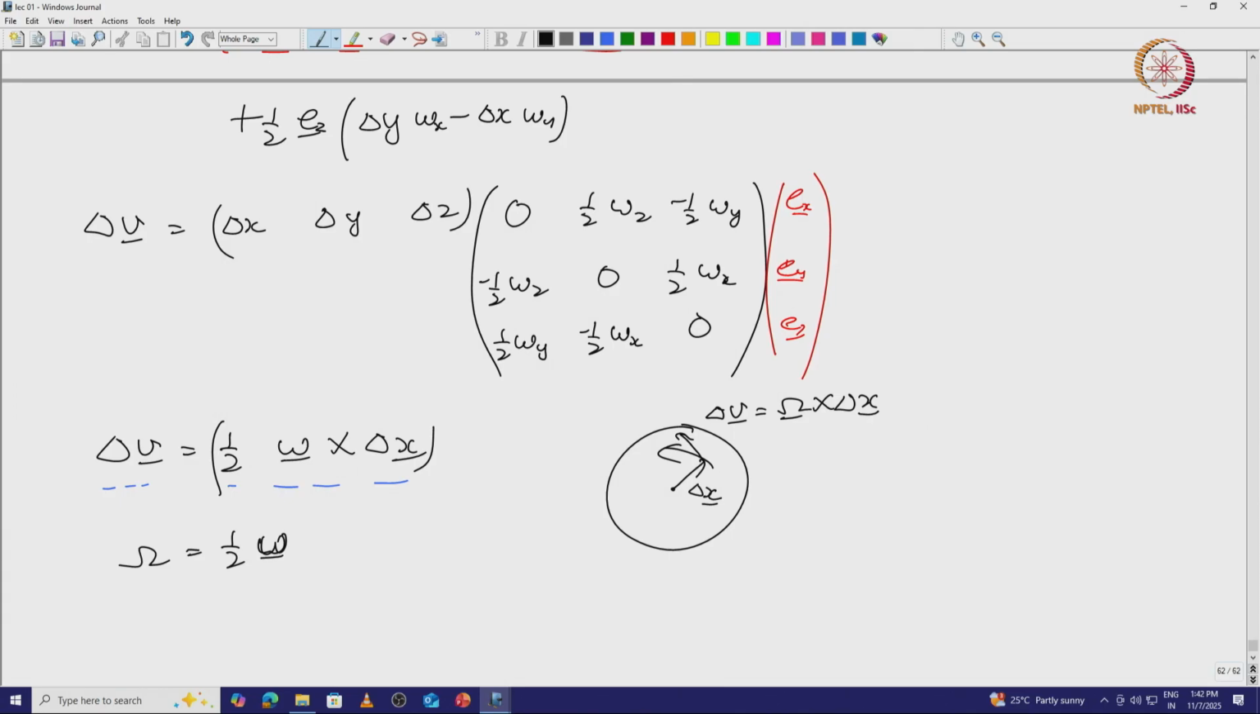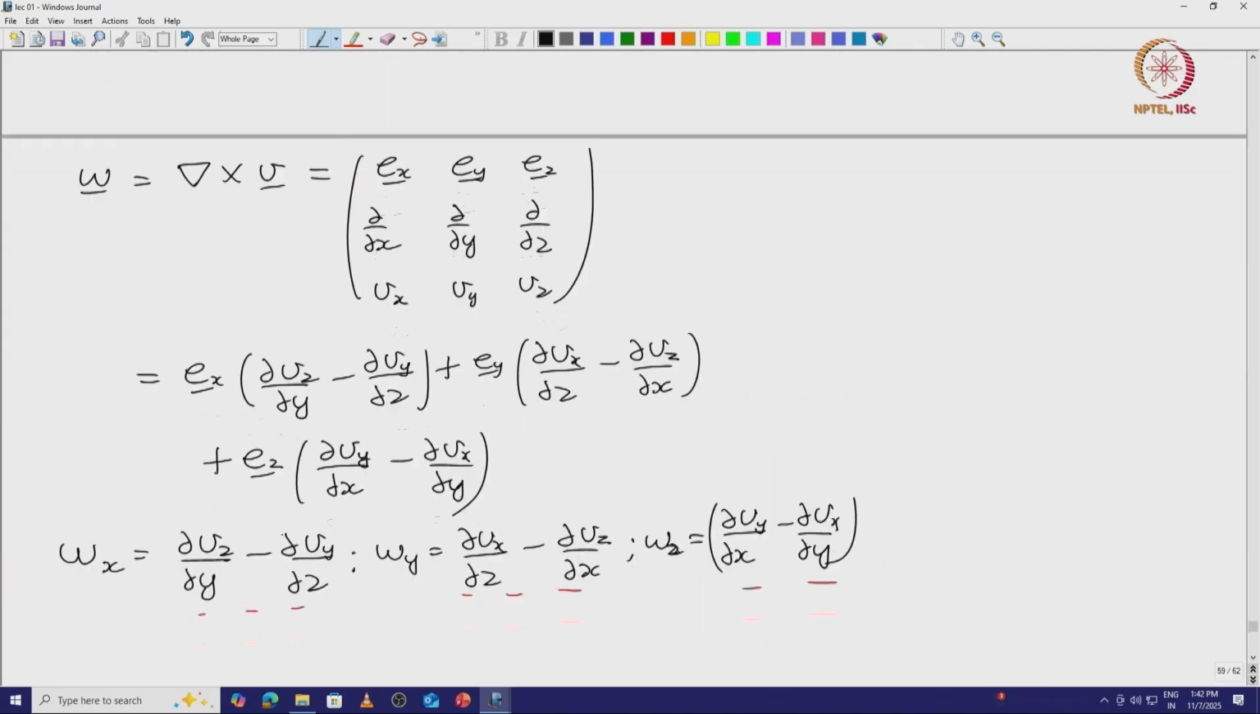So, the antisymmetric part of the rate of deformation tensor represents solid body rotation in which the angular velocity is equal to 1/2 of the vorticity at that location. So, it represents a rotational flow in which the angular velocity is equal to 1/2 of the vorticity at that particular location.